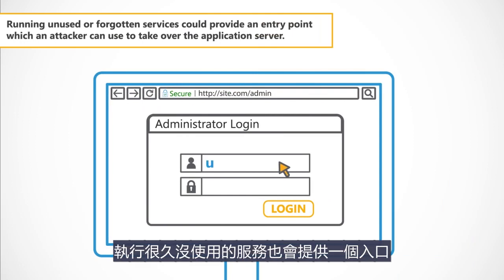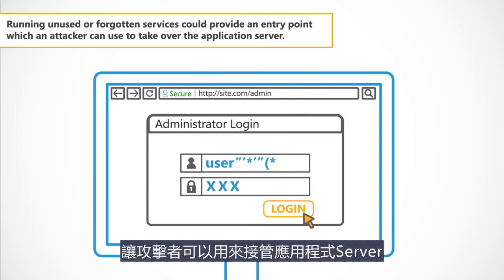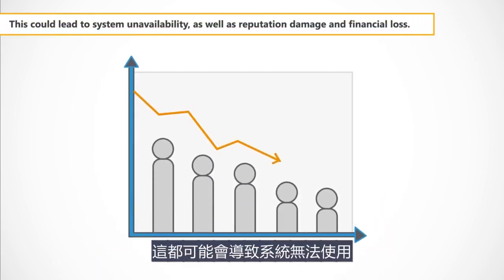Running unused or forgotten services could provide an entry point which an attacker can use to take over the application server. This could lead to system unavailability as well as reputation damage and financial loss.